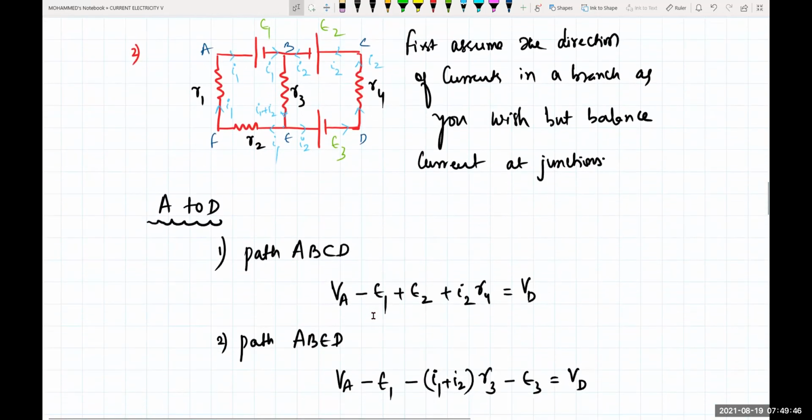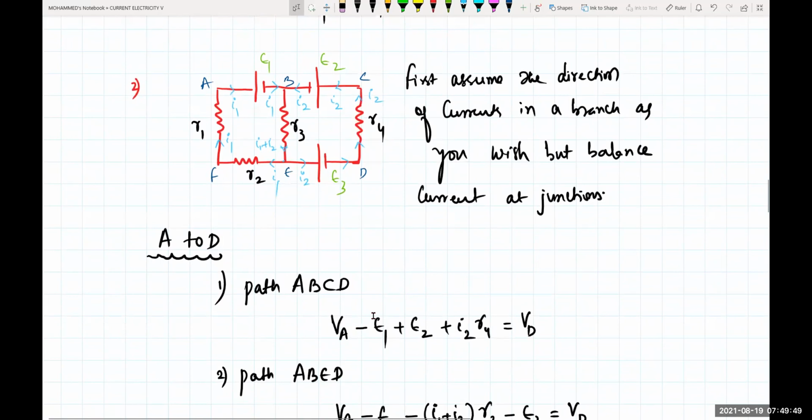Let us try to take that one better. Path A, B, C, D. Where is the path A, B, C, D? You see, this is your A, B, C, and D. Now write the Kirchhoff law. From A to B, at A the potential is VA. When I'm going from A to B, there is a cell in between where I'm ending at the negative terminal, so this will be minus E1. Then from B to C, I'm crossing the negative terminal and ending at the positive terminal, so it is plus E2.